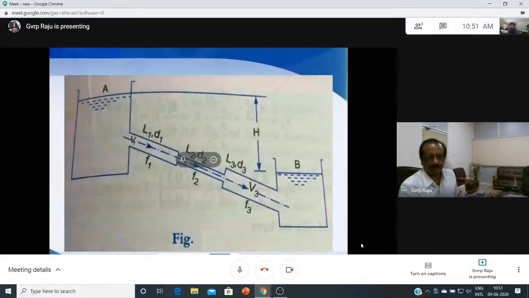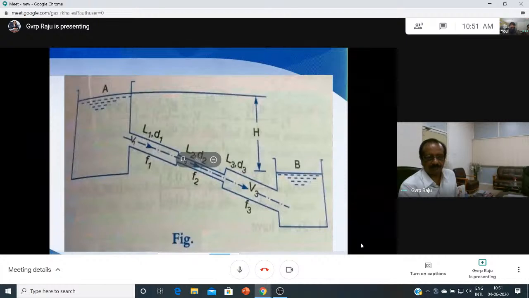Okay, so we are student friends. Sorry for the interruption, there was some power problem, and we are discussing this problem here. Three pipes of lengths 800 meters, 600 meters, and 300 meters, and of diameters 40 centimeters, 30 centimeters, and 20 centimeters respectively, are connected in series, and these pipes are to be replaced by a single pipe. So this is the problem of the equivalent pipe, and you can use Dupuit's equation.